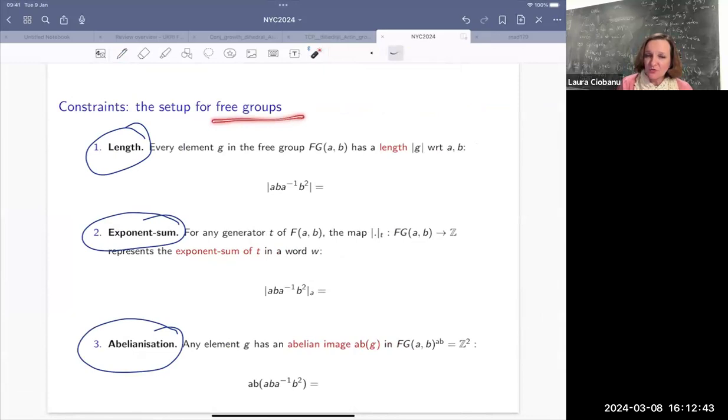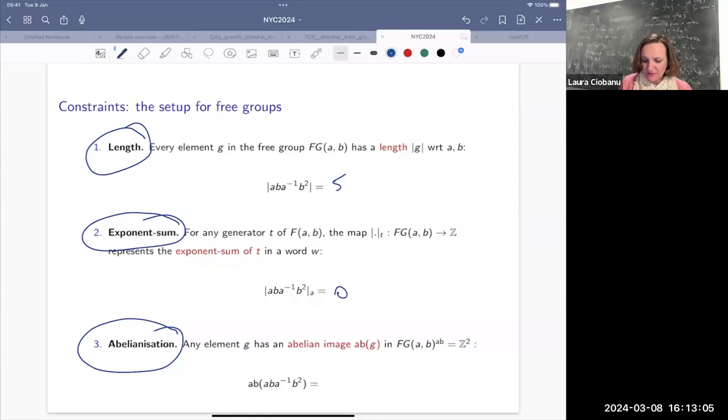So I'm in a free group for now, right? So we can always talk about length in any group. That's not a problem. So this would be 5. The exponent sum, I think it's also very well known to everybody. You're looking at how many times a generator appears in a word. And here I have A. A appears once with +1, then -1. So that's going to be exponent sum 0.